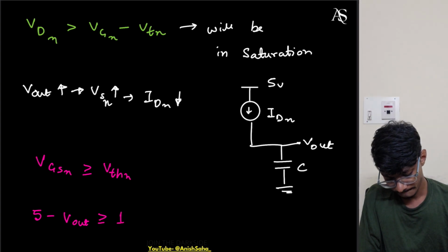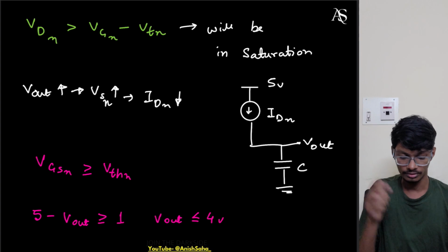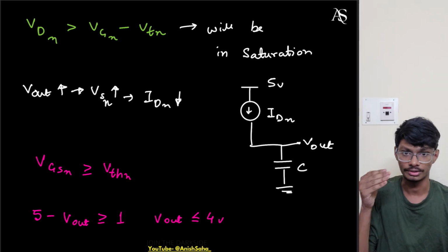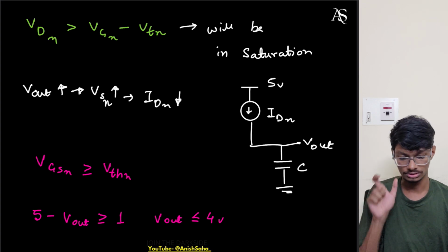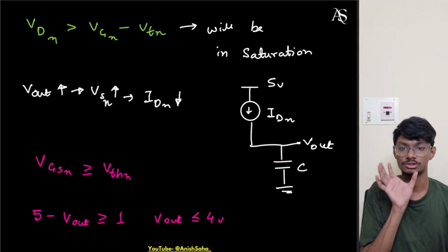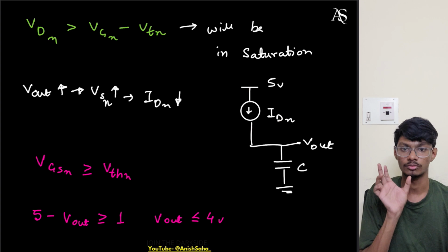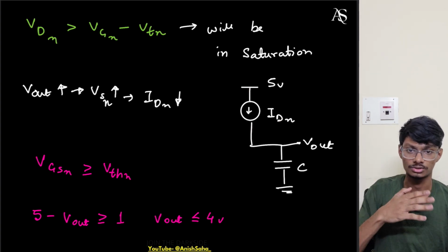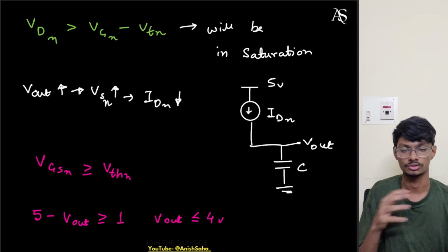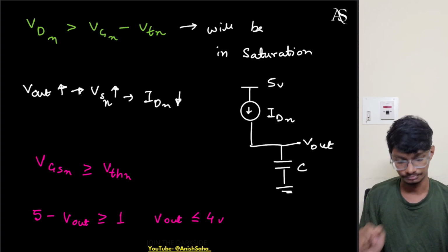So V out is less than or equal to 4. Up until 4, V out will keep on increasing. But after 4, it won't go above 4, because after that this NMOS will be off and the current will be 0. So this capacitor won't have any path to charge, and the PMOS is anyways off, so it won't have any path to discharge.